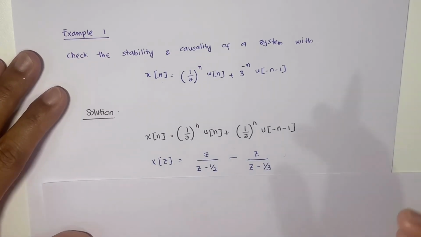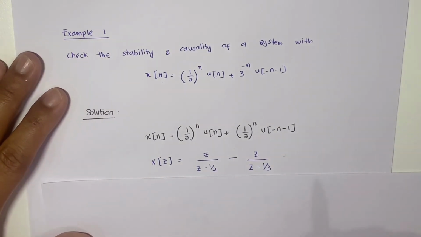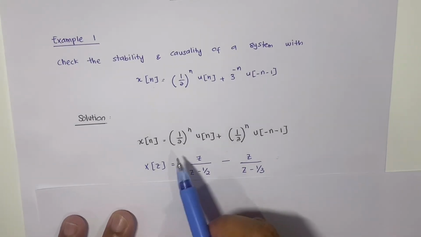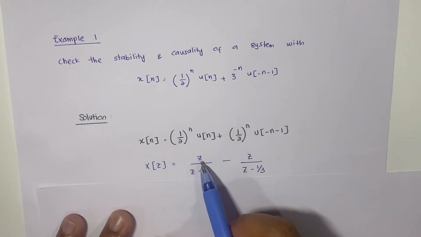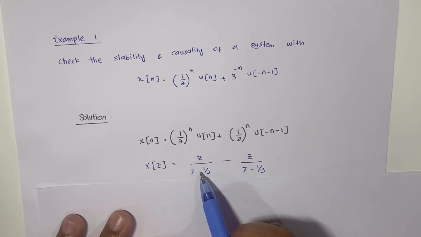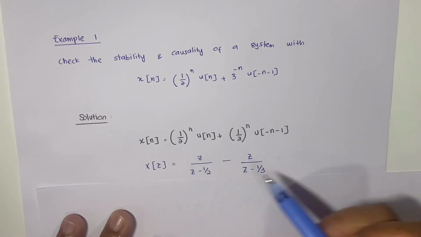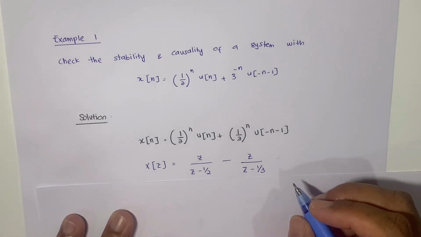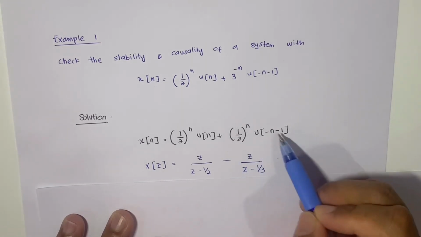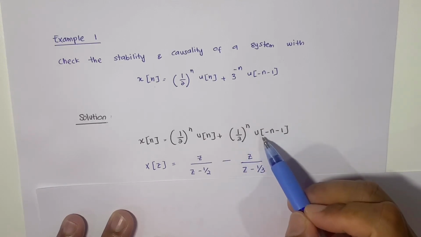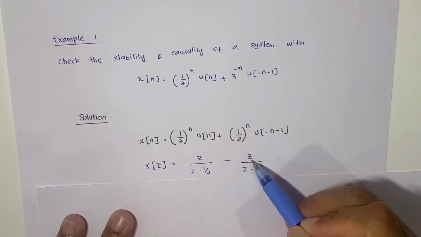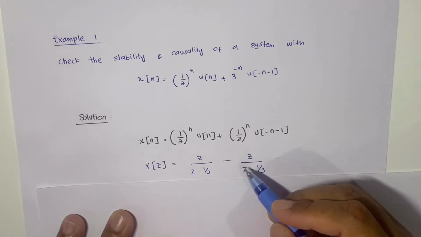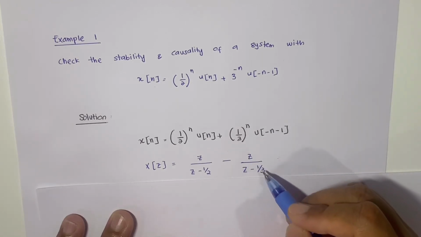First, you need to change it to the X(z) expression. You know that the first one is z over z minus 1 over 2. Please refer to the table of Z transform pairs. And the second one, (1/3) to the power of n u[-n-1], is the same as z over z minus 1 over 3.